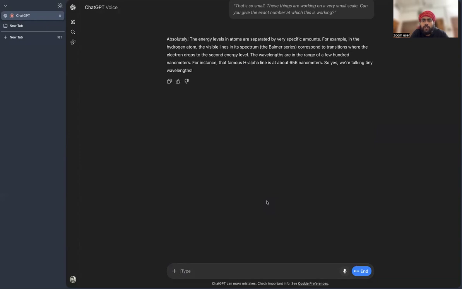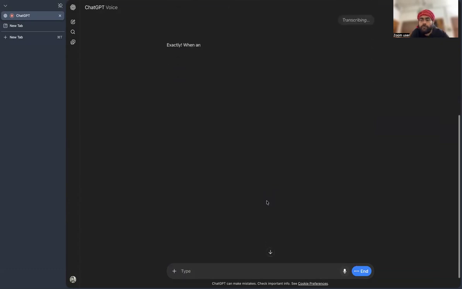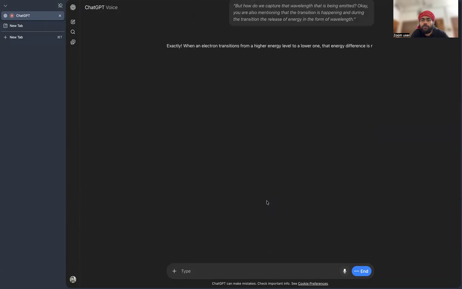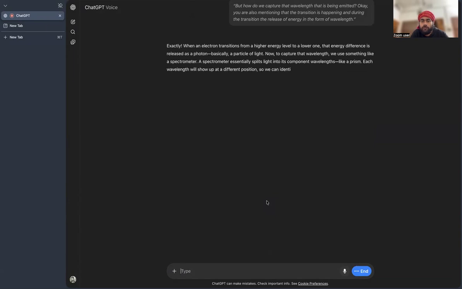But how do we capture that wavelength that is being emitted? You are also mentioning that the transition is happening, and during the transition, the release of energy in the form of wavelength. Exactly. When an electron transitions from a higher energy level to a lower one, that energy difference is released as a photon, basically a particle of light. Now, to capture that wavelength, we use something like a spectrometer. A spectrometer essentially splits light into its component wavelengths, like a prism. Each wavelength will show up at a different position, so we can identify exactly which transitions and therefore which elements are present.